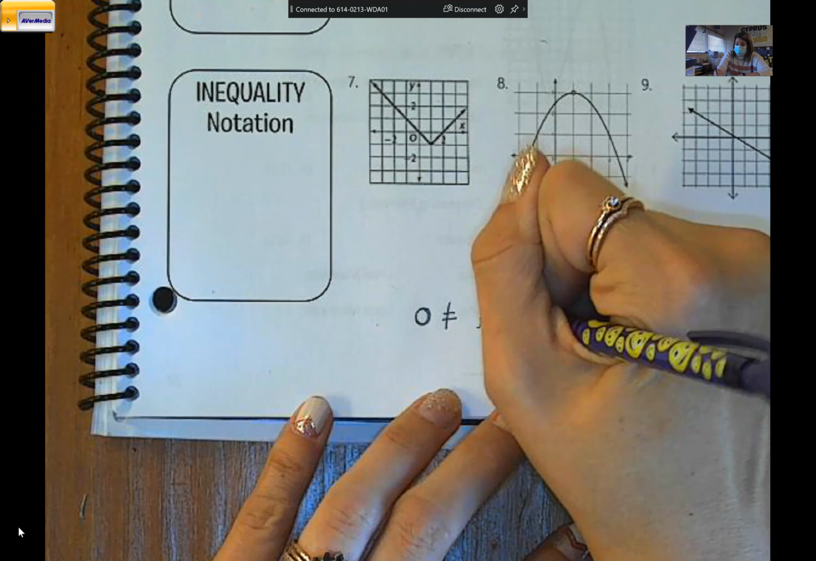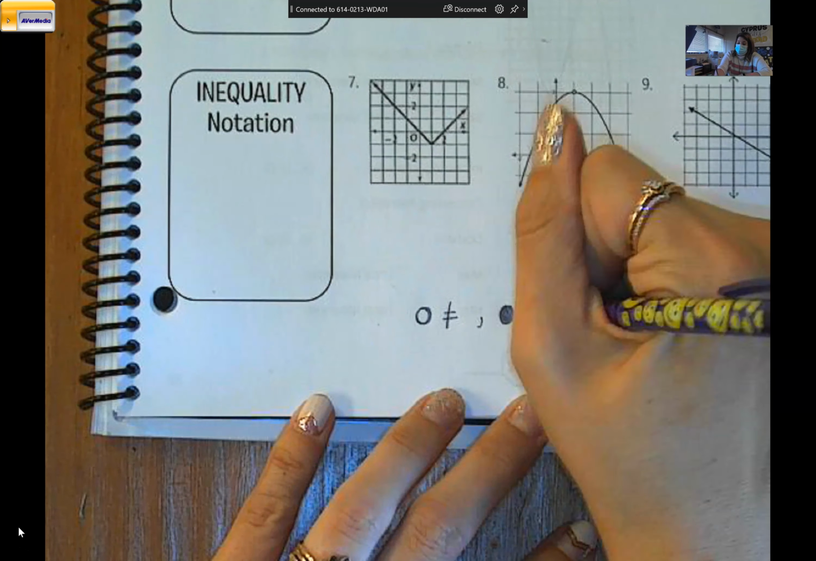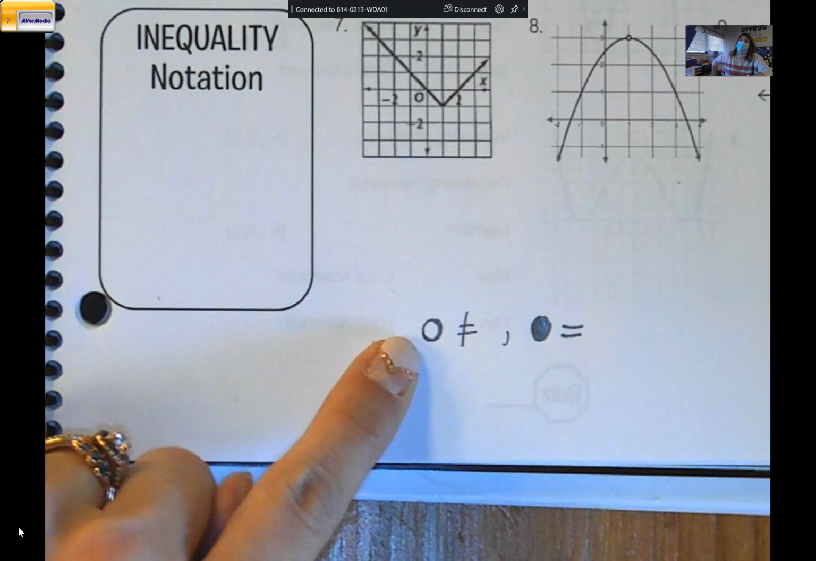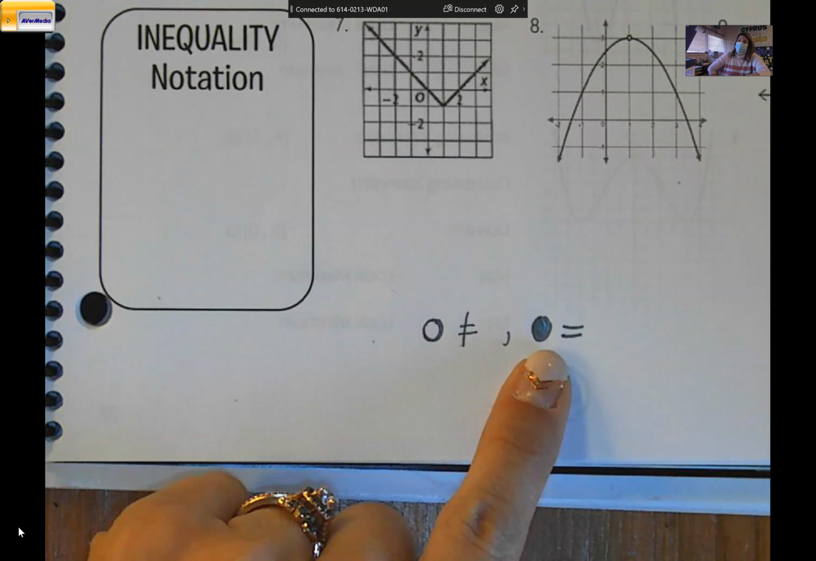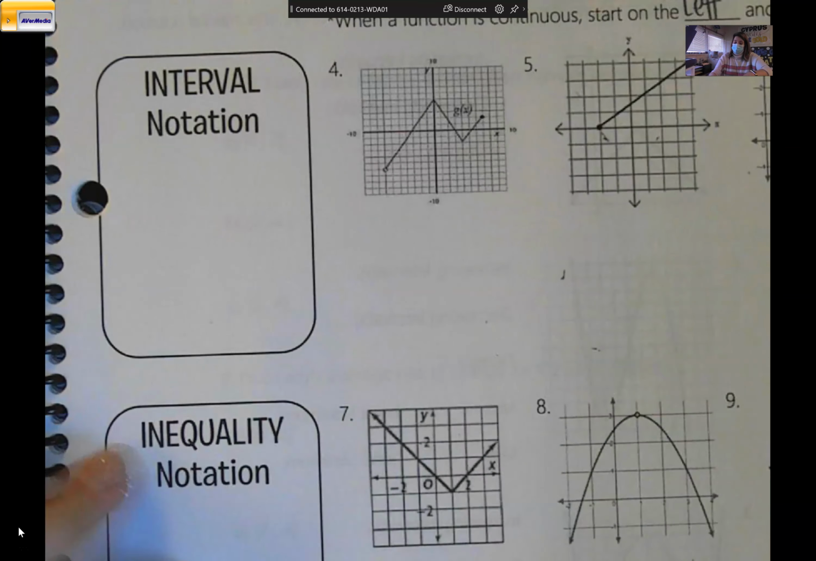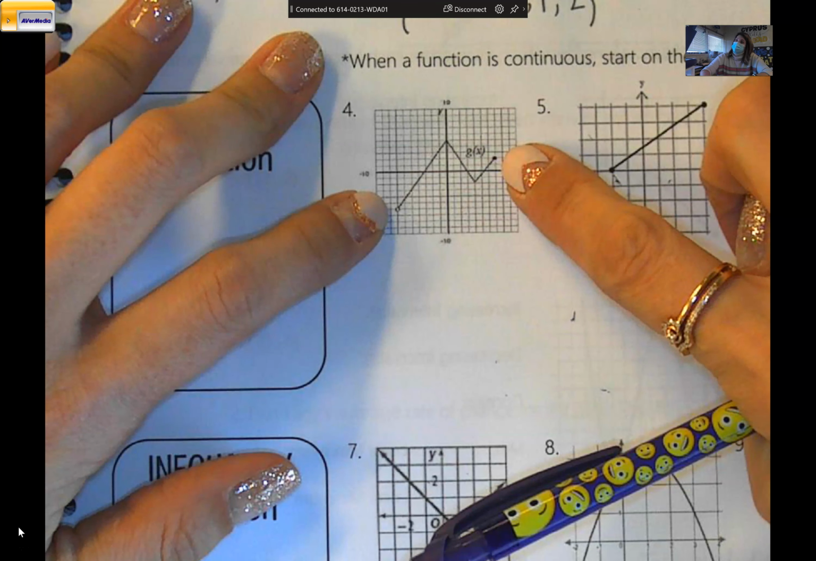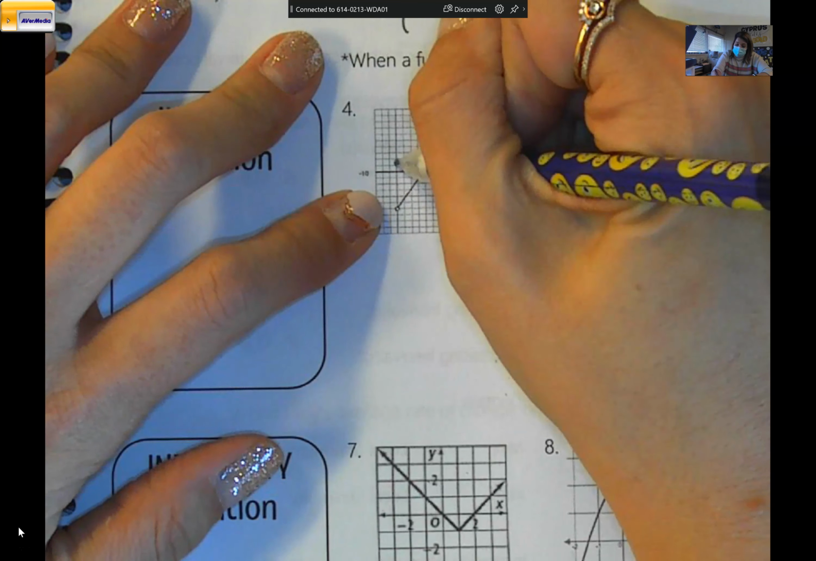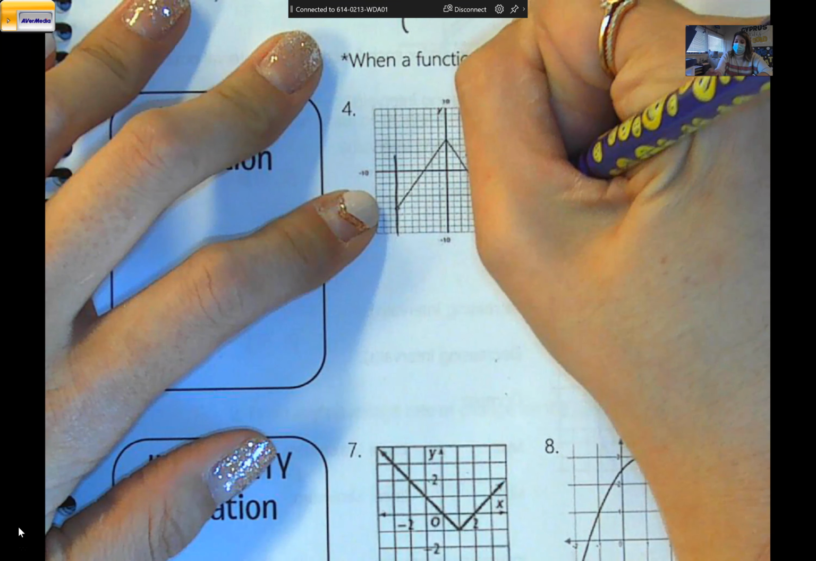If I have a point that is closed, meaning it's filled in, that means equal to. So if it's open, that means X can't be this number. If it's closed, that means X can be the number. So now if we revisit number 4, we can see that on one end it's open and on the other end it is closed.